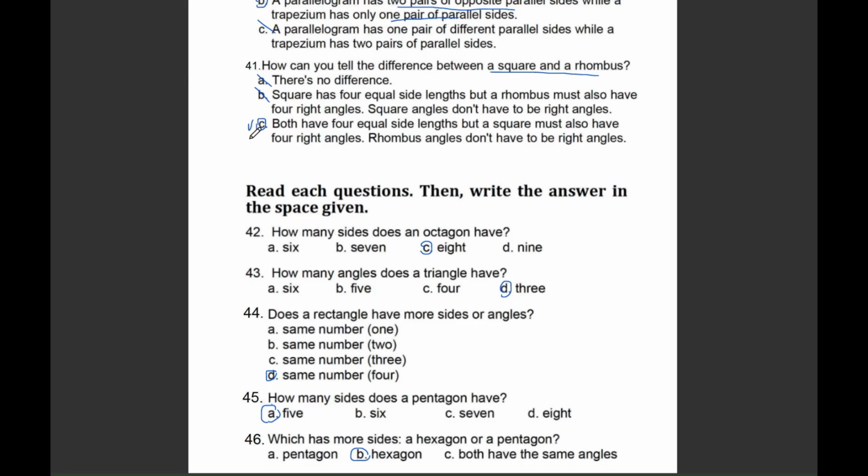Question 42. How many sides does an octagon have? Options are 6, 7, 8, or 9. Why not? Not 6, 7, or 9. The answer is C, 8. The formula or reason is the prefix octa equals 8.